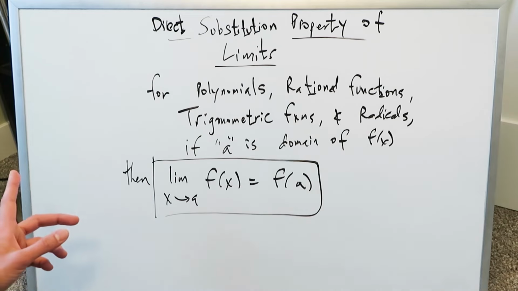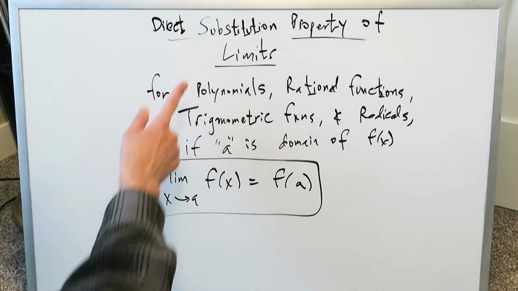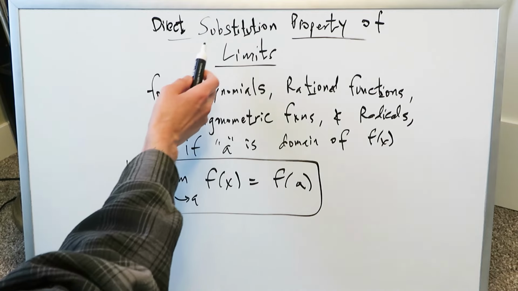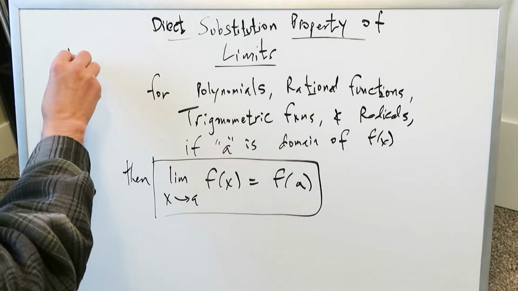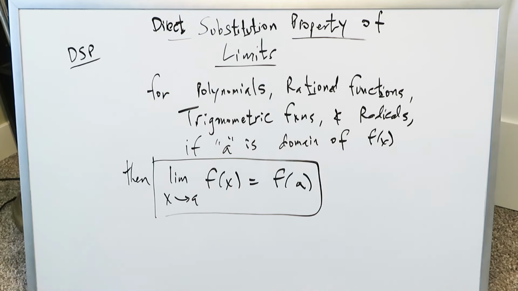When I presented that video on limits, it was from a general basis of understanding. Here we're talking specifically about this direct substitution property of limits. I personally like to just abbreviate it as the direct substitution property. Why do you want to know this? Because this is your shortcut for many of the limit questions.